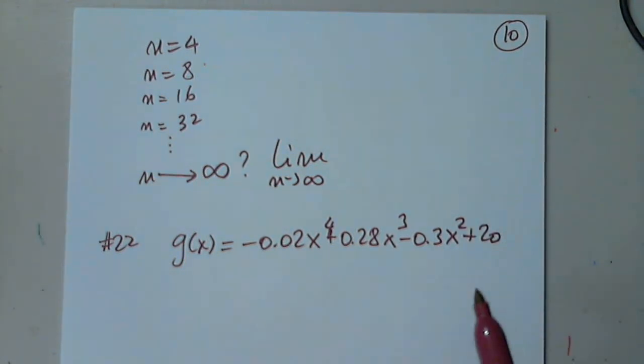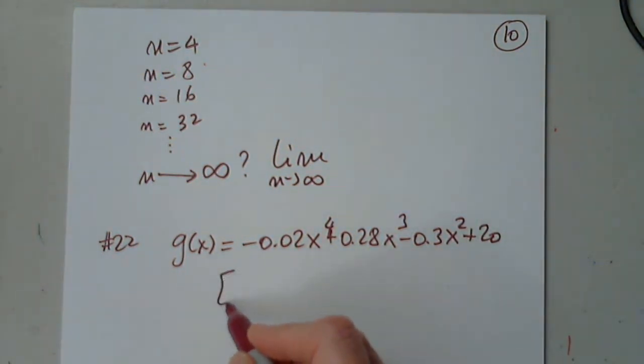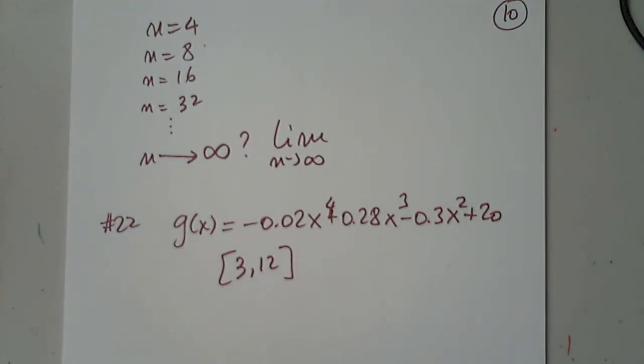squared plus 20. So they're giving us 3 to 12, and they want us to use 4 subintervals and approximate the area under the graph. They're not telling us what. So it means it's our decision. Leftmost point, rightmost point, you choose. Okay, they're not specifying.